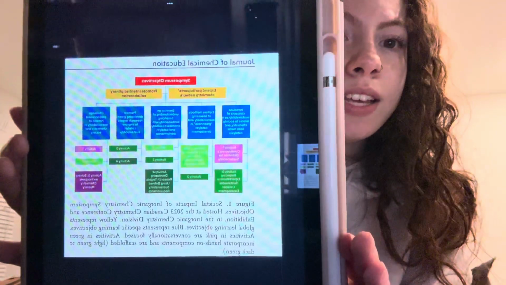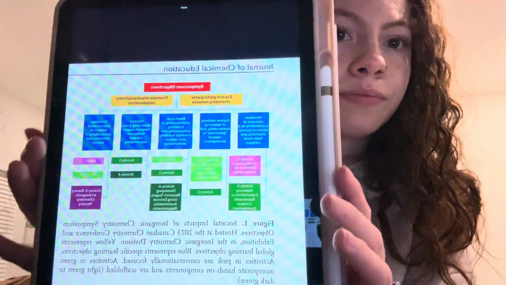So we're going to start. First, we're going to talk about figure 1. That is before the actual results of the experiment. This is figure 1.